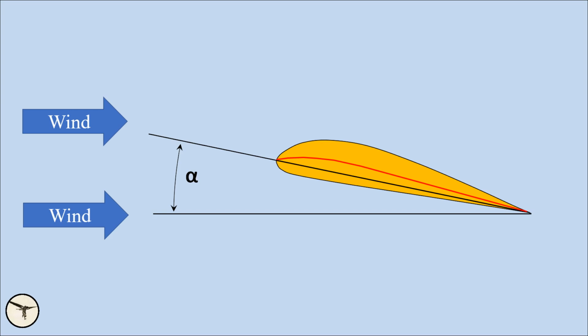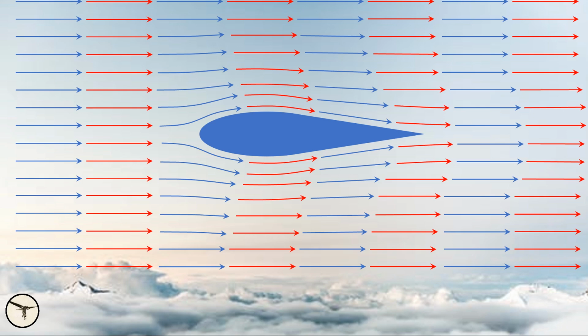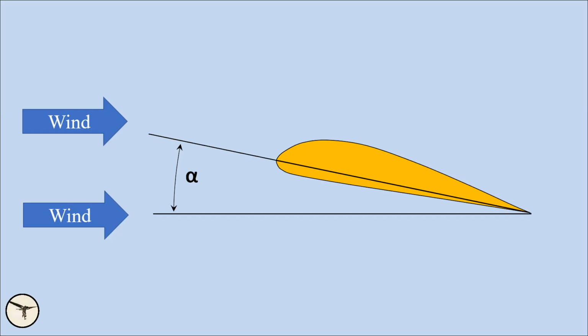Most aircraft have airfoils with a positive camber, but some have symmetrical airfoils. The angle between the chord line and the airstream is called the angle of attack, and it's very important, in fact more than many people are aware of.